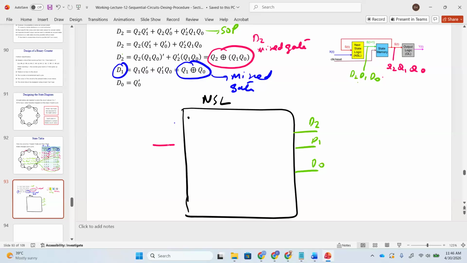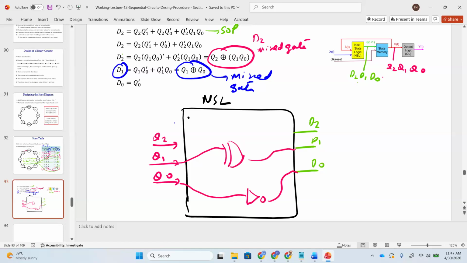And please remember, there is no input x. So what is D0? D0 is Q0 bar. So basically D0 is the same thing as an inverter. Got it or not got it? Any question? Clear. And what is D1? It is Q1 XOR Q0. Similarly, you can find the expression for D2.